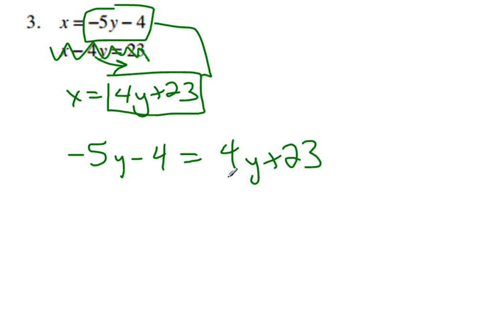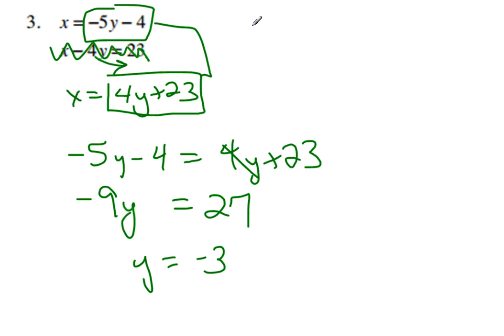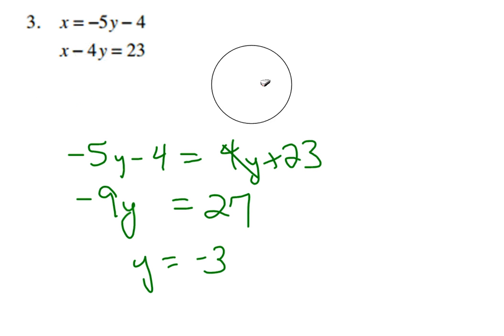I'll put the y's on one side, so maybe we'll bring the 4y over there and make it negative 9y, because I'm subtracting 4y. And here I'll add 4 to both sides, so I get 27. I divide by the negative 9, and I get negative 3. That's my y value. And generally speaking, if you get whole numbers, you're probably right, or integers. If you get some decimals, you might want to double check your work, because we usually don't do decimals, but we sometimes do.